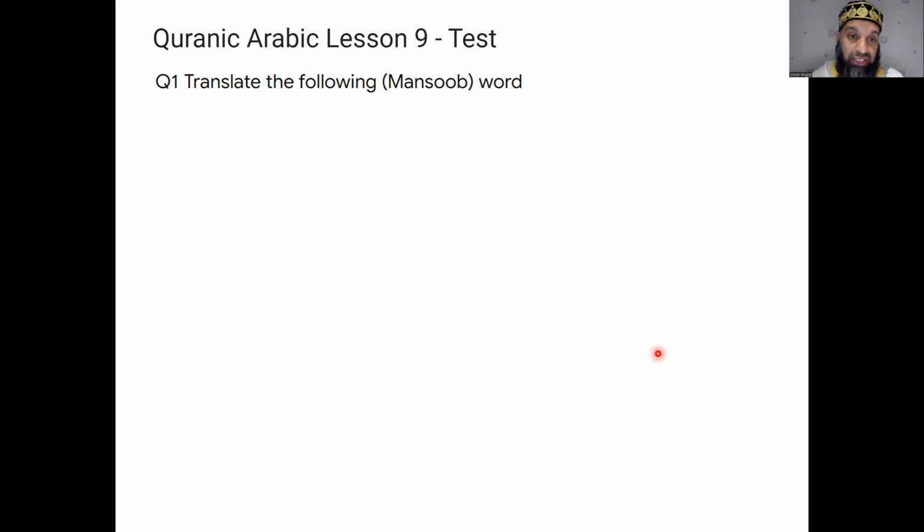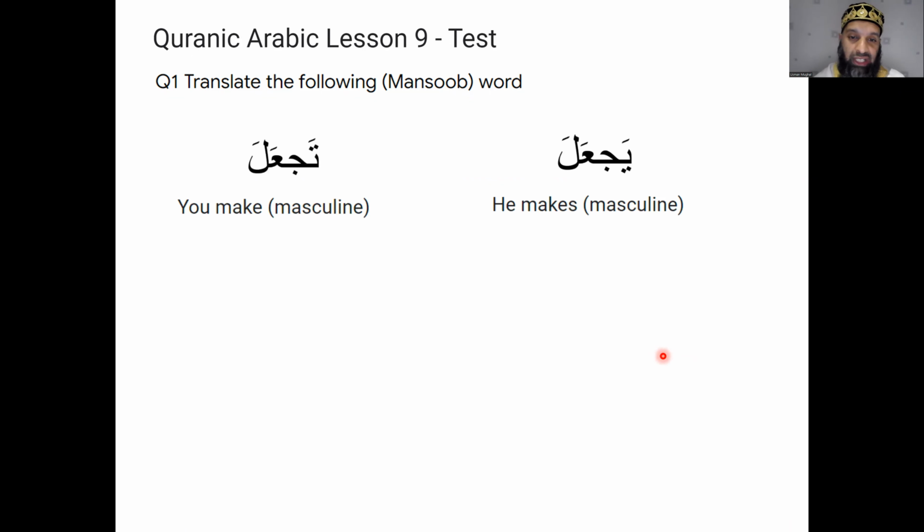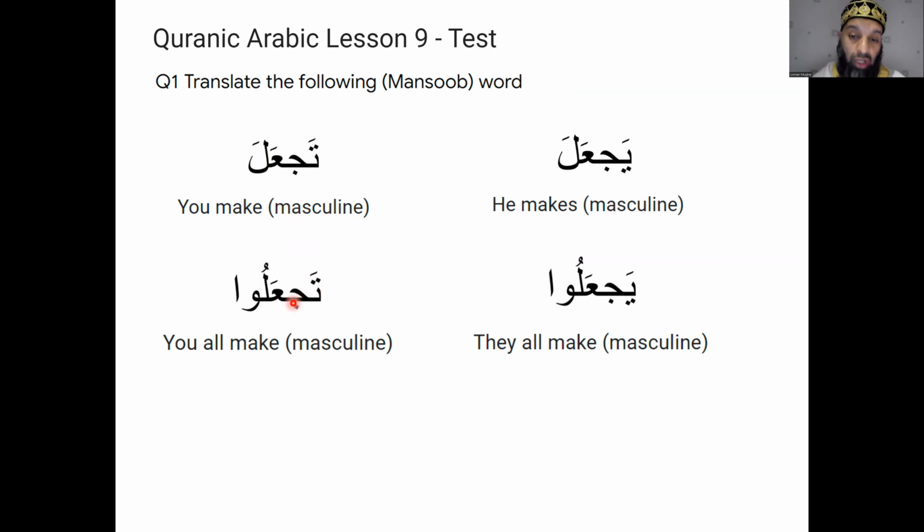Okay. Translate the following mansub words. So these are mansub. So again, daj'ala, you make, yaj'ala, he makes. So taj'alu and yaj'alu mean the same thing, but some grammar is causing it, some controller is coming before it, causing it to change its sign at the end. The meaning of the word is still the same. Taj'alu, you all make. Yaj'alu, they all make.